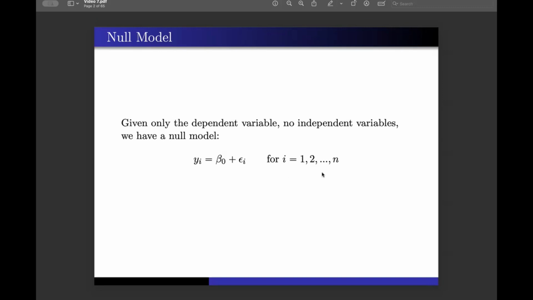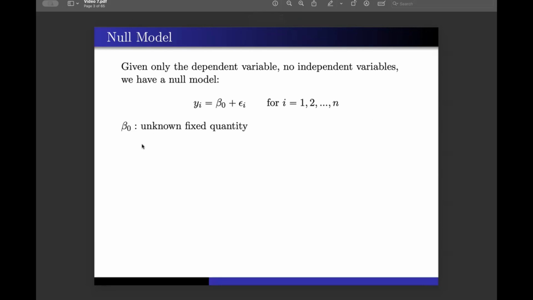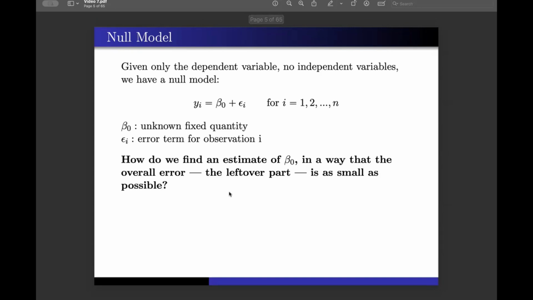If we look at this model equation closely, we have only one parameter present in the model, and that is beta naught. This beta naught is an unknown fixed quantity. The other term in the model equation is the error term for the ith observation. Beta naught is the parameter, and epsilon i is the uncertainty in the model. Now the big question is, how do we estimate this beta naught in a way that the overall error is as small as possible? We want this epsilon i to have a very, very small value.